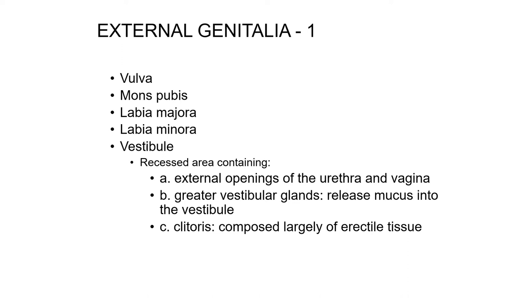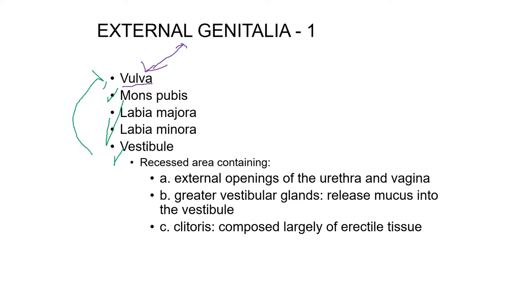So we've talked about the internal genitalia. Let's move on to the external genitalia. Another way of saying external genitalia for the female is called the vulva. These two terms are interchangeable, so vulva means external genitalia. And everything underneath this, the mons pubis, the labia, the vestibule, that's all part of the vulva. So all of these things are the vulva.